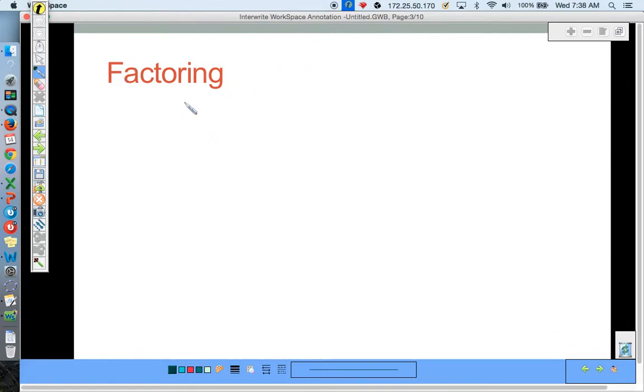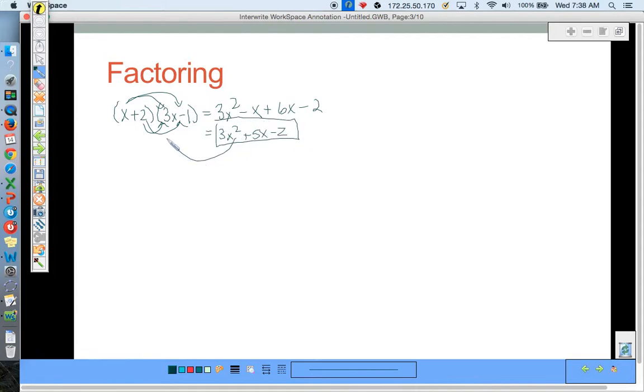And you guys will remember when we multiply binomials, maybe we have x plus 2 times 3x minus 1, and we distribute here, so we have 3x squared minus x plus 6x minus 2. So we say that equals, combining like terms, 3x squared plus 5x minus 2. Factoring is where we go from this back to multiplying those together.